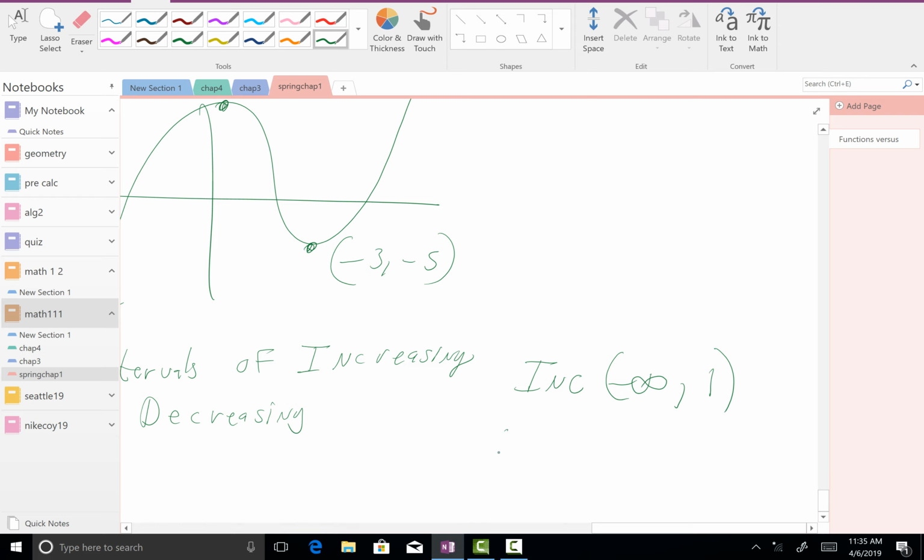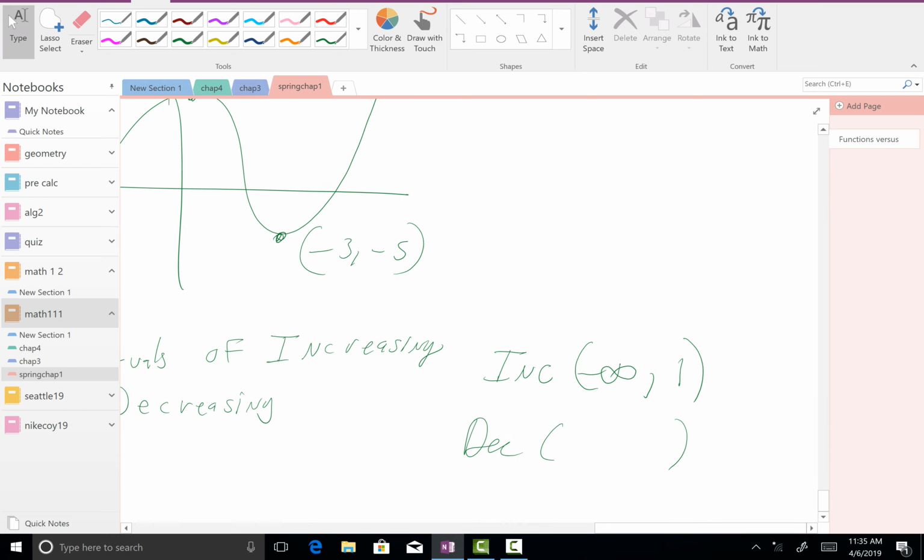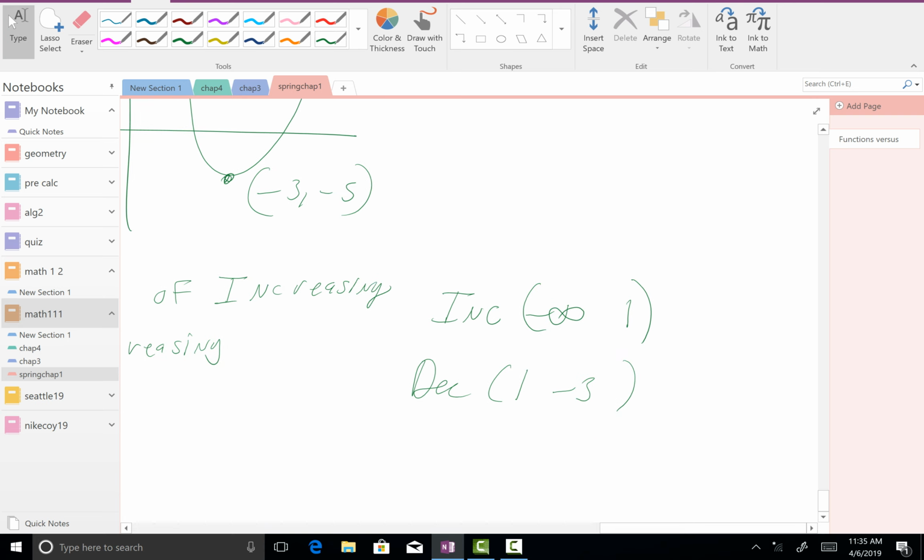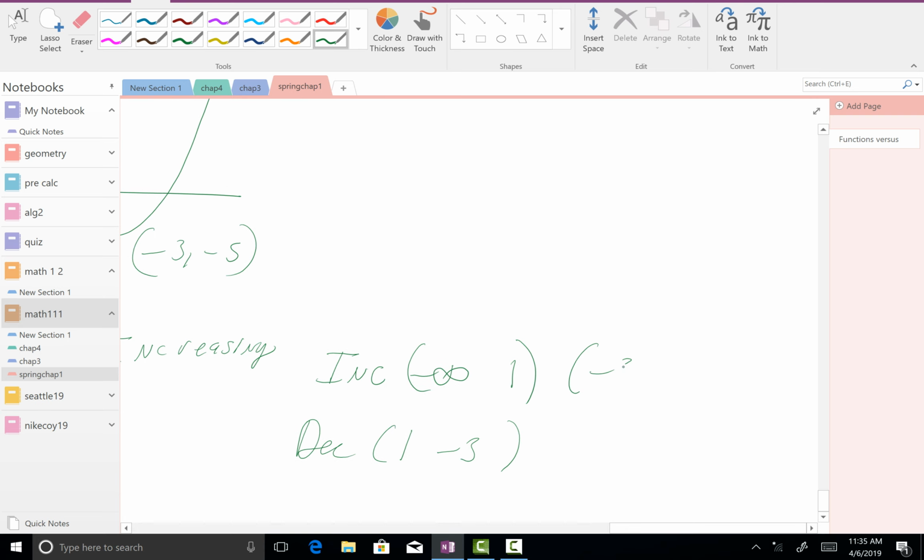So increasing there, decreasing. Notice I'm only looking at the x's. Don't care about the y's. Care less about them on this. So from 1 to -3, again, parentheses, all right? I'm decreasing. And then finally, I'm increasing again from -3 to +infinity, all right? That's how you do it, okay? That's intervals of increasing, decreasing.